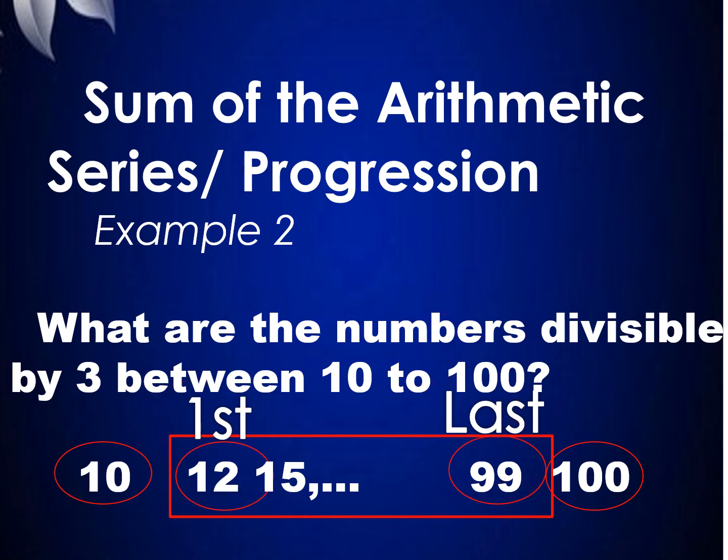So, yung 10 natin, that is not divisible by 3, so hindi natin siya pwedeng gamitin. Ganon din yung ating 100. That is not divisible by 3. Pag dinivide mo yan sa 3, hindi exact yung sagot niyan. Now, our first term will be 12. Bakit 12? Kasi 12 divisible by 3 yan. Then, our last term will be 99. 99 is divisible by 3.